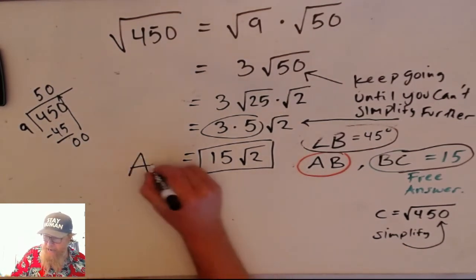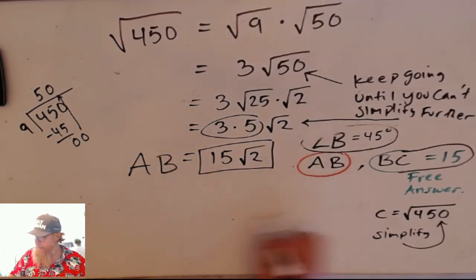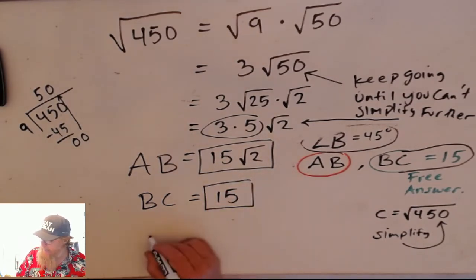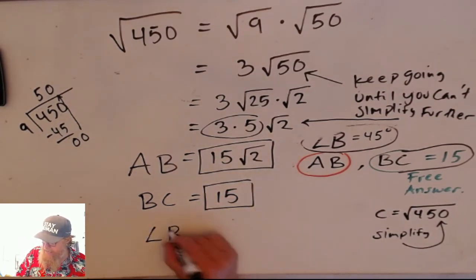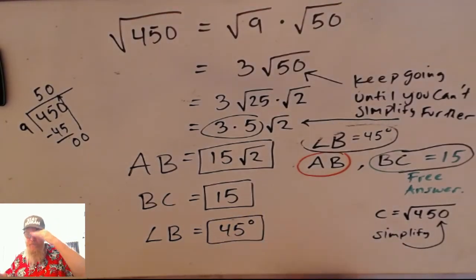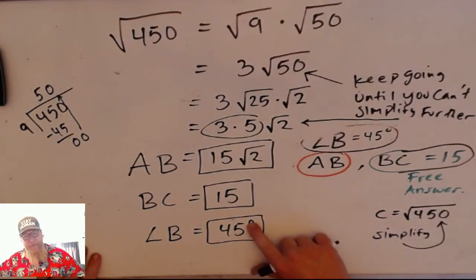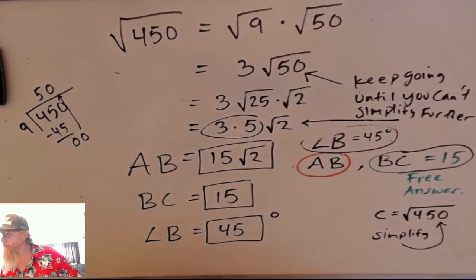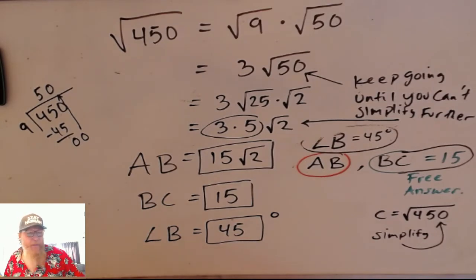So this is AB. I'm going to summarize everything. BC was 15, and angle B was 45 degrees. There is no degree symbol in the box, so the degree symbol will actually be outside of the box. Haven't figured out a clever way to have you guys type the degree symbol, so I'll just have it there for you already.